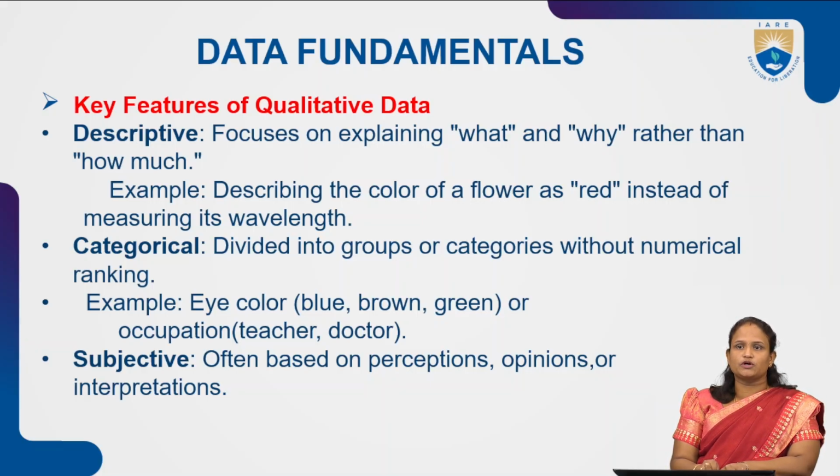Categorical data. Divide into groups or categories without numerical ranking. Example, eye color, blue, brown, green, or occupation such as teacher and doctor. It's the quality of that particular person. Eye color may be blue or brown or green, and the occupation of that particular person may be teacher or doctor. It depends on the quality of that person, but not the quantity.